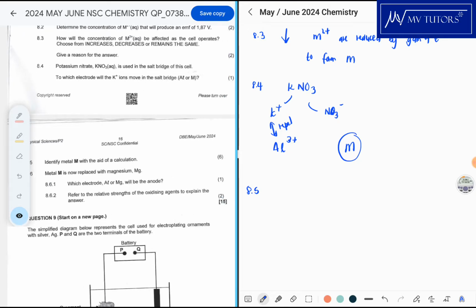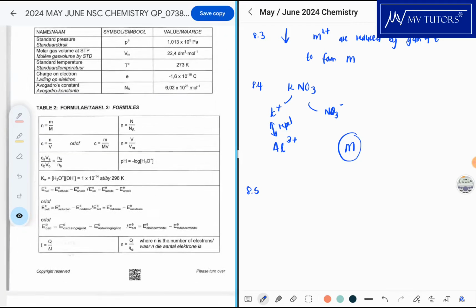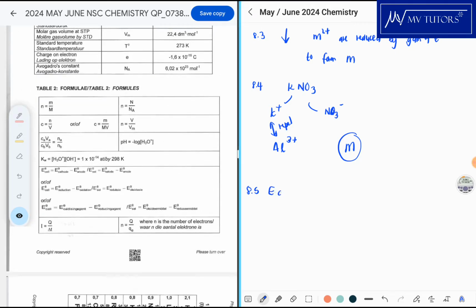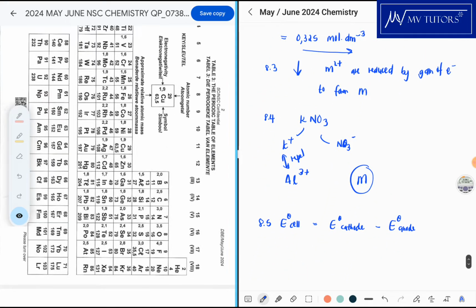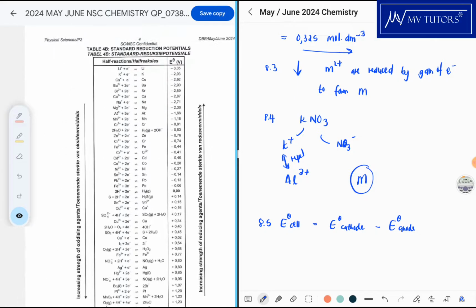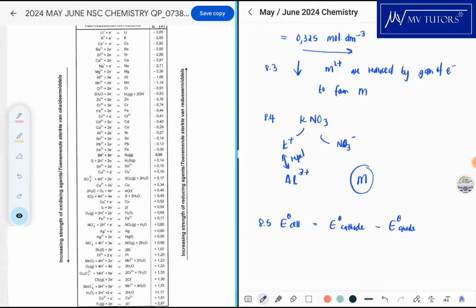Okay, 8.5. Identify metal M with the aid of a calculation. In this case, we're going to go to our E cell. Because we have standard conditions, we know that we must write this all down. You can't just say E cathode and then anode. So we know what's at the anode. The anode, we said, is aluminium. While we're here, let's go to our table of standard reduction potentials and see what is there at the anode.